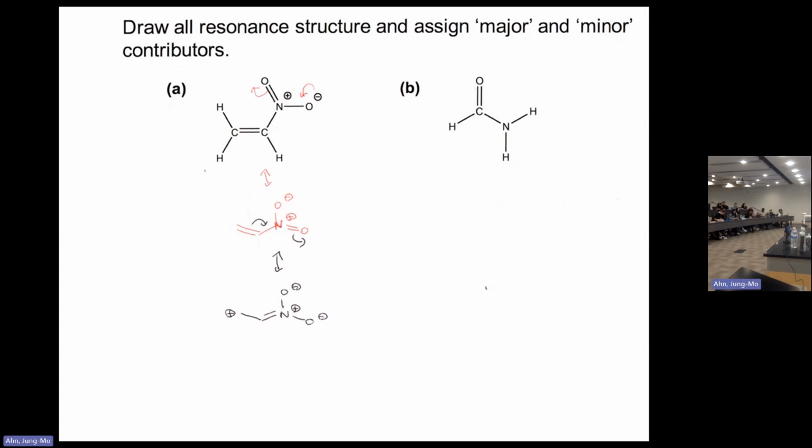Among these, which are the major contributors and which are the minor contributors? Those two have the same stability, so those two are major. This one is going to be minor, because this carbon doesn't have an octet.